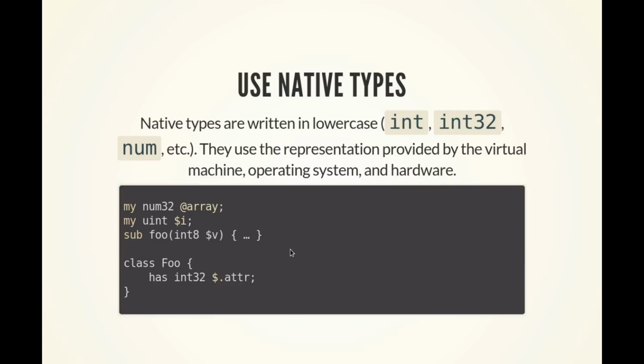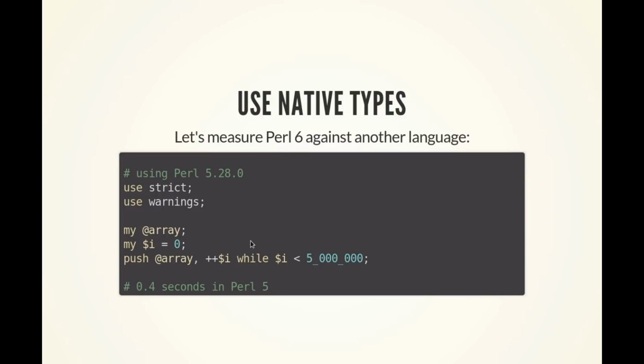Let's compare a Perl 6 program with another language, such as Perl 5. Here I'm using Perl 5.28. It's a small program with 5 million iterations. We use a counter, and on each iteration we push the value of the counter into an array. In Perl 5, this program takes 0.4 seconds. If we change that program to a Perl 6 version, it's pretty much the same thing; we just changed push from a subroutine to a method. And in Perl 6, it takes 6.2 seconds to run, which is a lot slower.